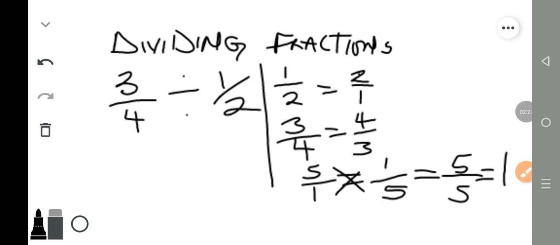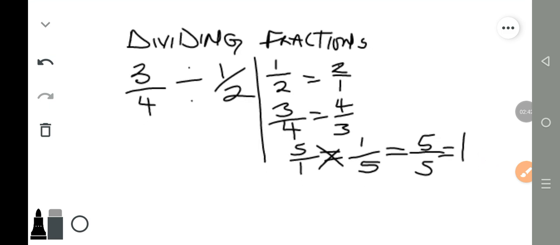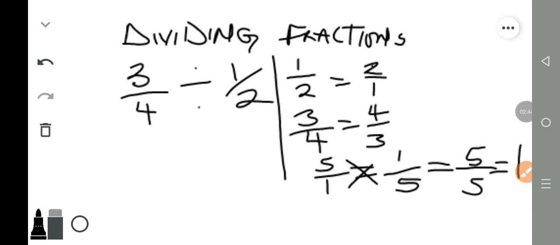Now that you understand what the reciprocal is, you can relate it to the famous rule: keep, change, flip. You keep the first fraction, then you change the sign from division to multiplication, and then you flip the second fraction. So you take its reciprocal.